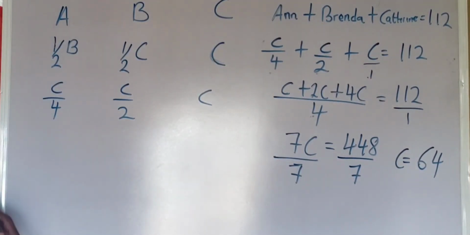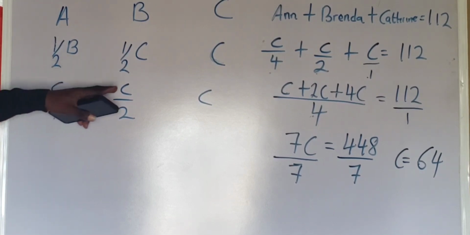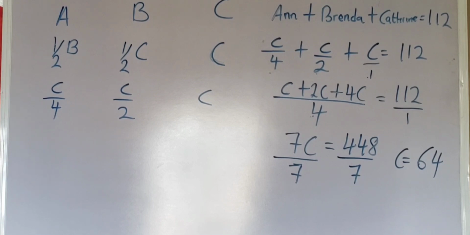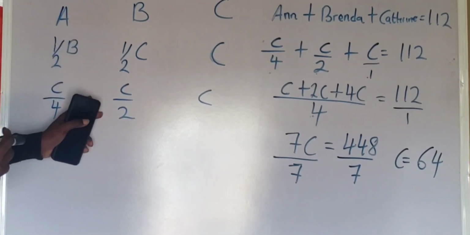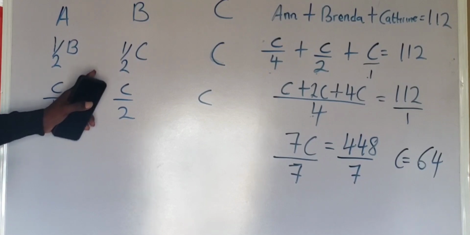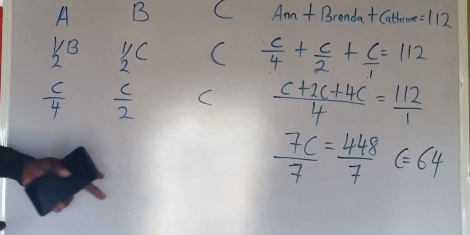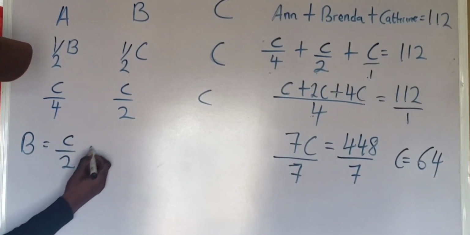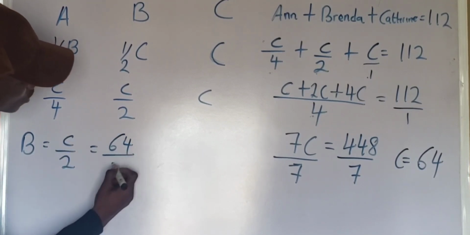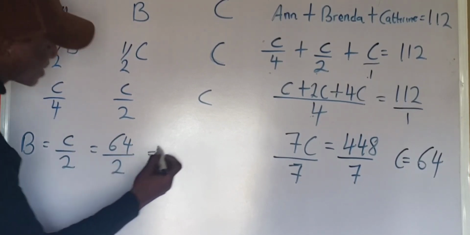Now, if C is equals to 64, the mark of Catherine is 64. In the question, Brenda's mark will now be what? C over 2. Please pay attention. If you know the mark of Catherine, you can easily determine Brenda's mark. Brenda's mark is C over 2. That is 64 all over 2. 64 divided by 2, that is 32.